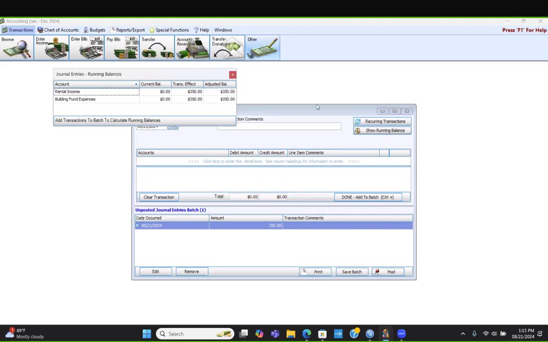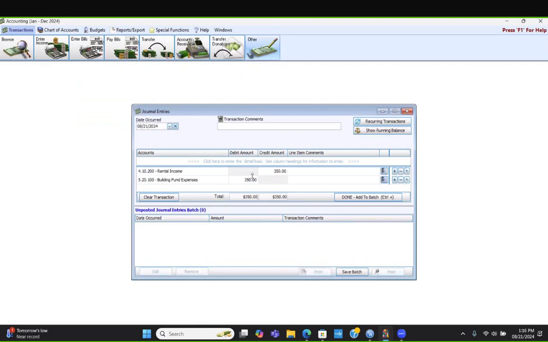So I could post this transaction, and now, again, using the show running balance window to verify that the transactions are having the desired effect on the accounts that we want. All right, folks, I'm going to use that show running balance on calls with you all the time because it helps minimize mistakes. It ensures that the transaction or transactions are having the desired effect before we post anything. Okay, if it's wrong, I can close out of the running balance.